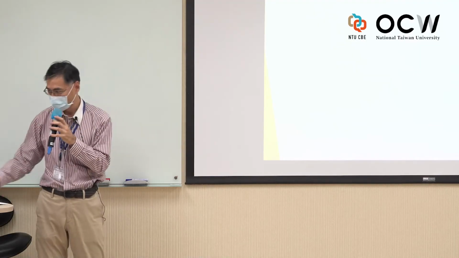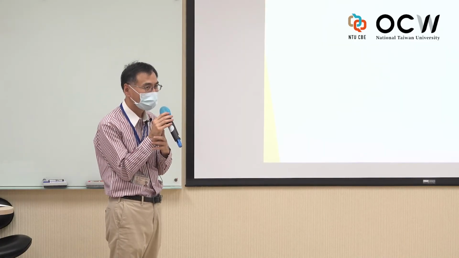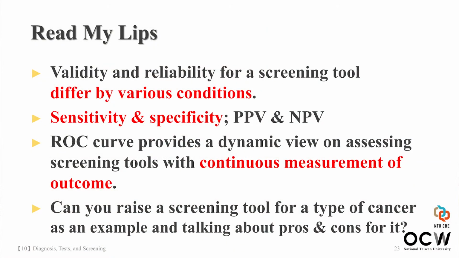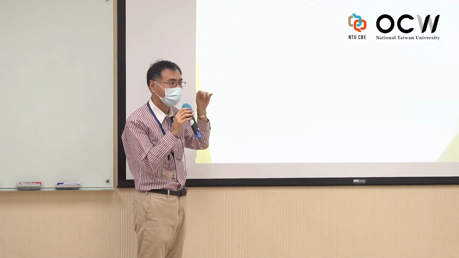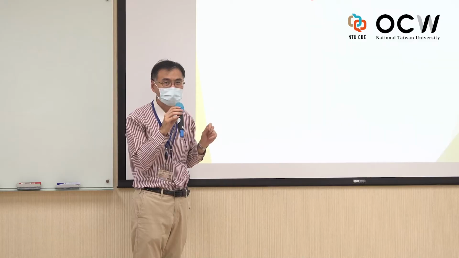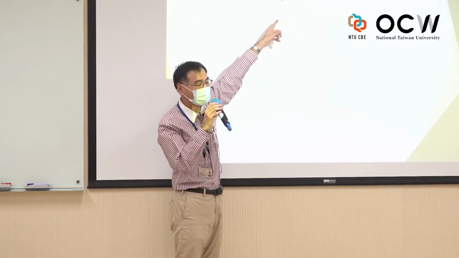Remember? Okay. Read my lips. Validity and reliability for a screening tool differ by various conditions. You need to know the indicators we use for validity and reliability. The most important ones will be sensitivity and specificity for validity, remember? And also the ROC curve, if the outcome is a continuous variable. We use the ROC curve to compare different screening tools in the same population. And for reliability, Kappa will be the most important one.